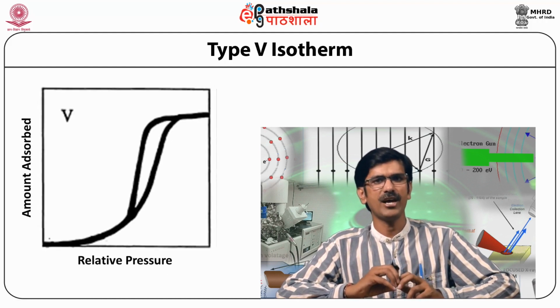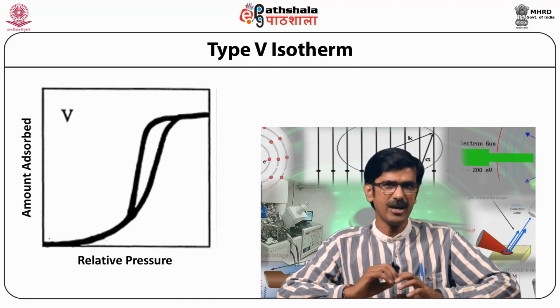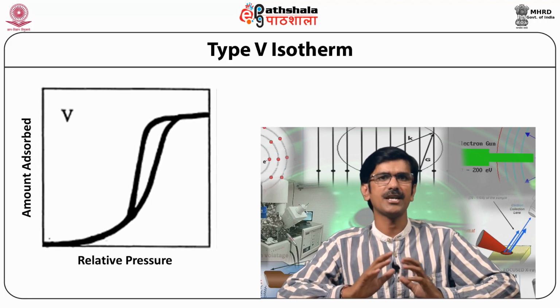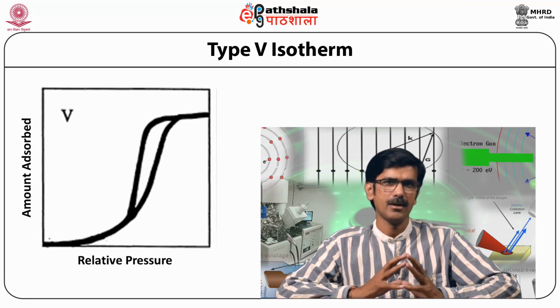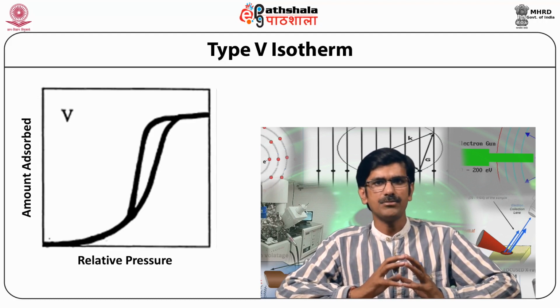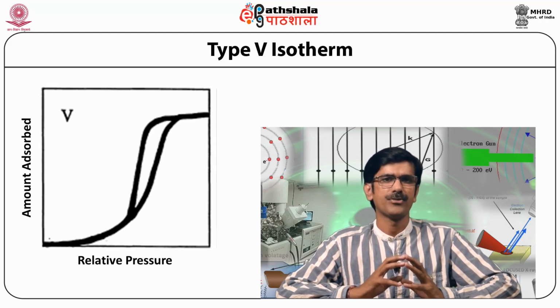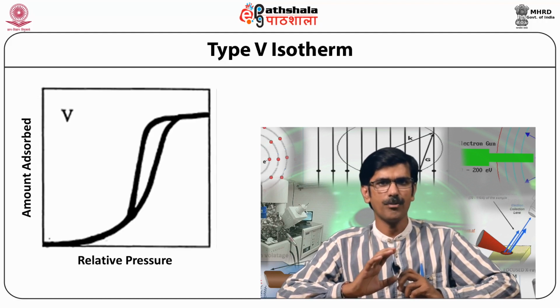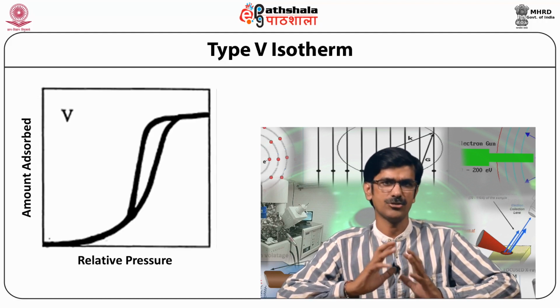Next one is the type 5 isotherm. The type 5 isotherm is also associated with pore condensation, and hysteresis is present just like in the type 4 isotherm. The initial part of the isotherm is like the type 3 isotherm, which indicates weak interaction between adsorbate and adsorbent. An important point to note here is that the type 5 isotherm is uncommon, but it is obtained with certain porous adsorbents.